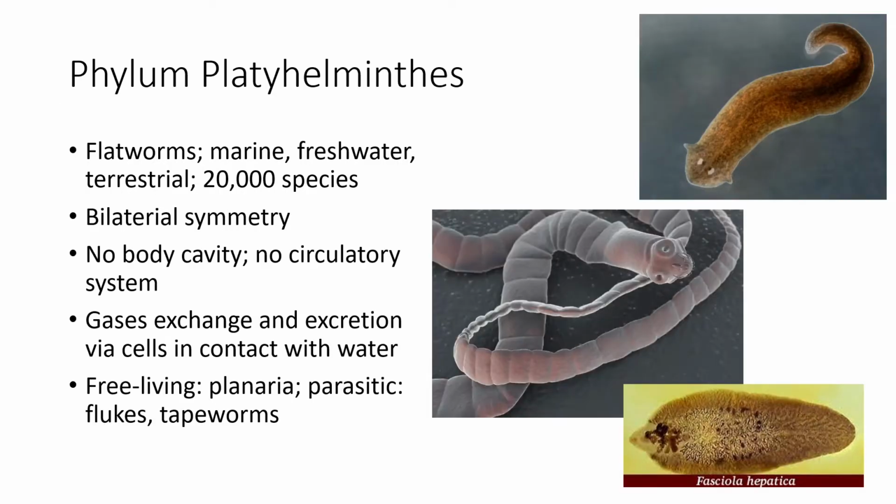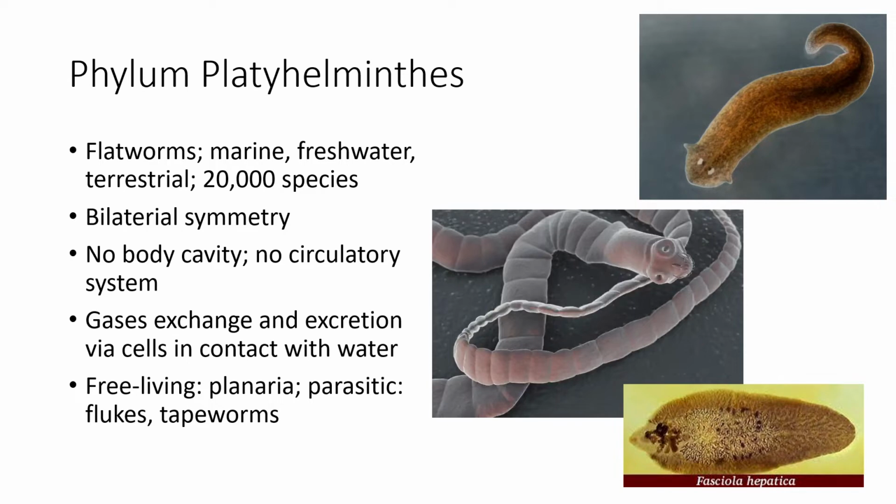Okay, so we'll start off with the Platyhelminthes. Now, these are really extensively covered in lab. So you will have more of an overview and some hands-on experiences with many of the phyla that are discussed here. These are your flatworms. 20,000 species. They can be marine, freshwater, or terrestrial. Bilateral symmetry, no body cavity, no circulatory system.